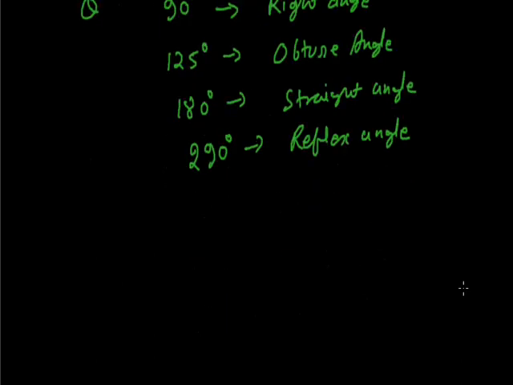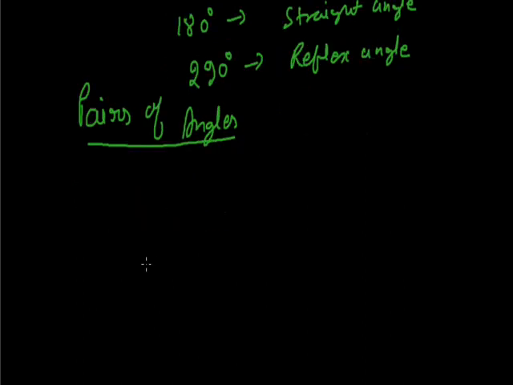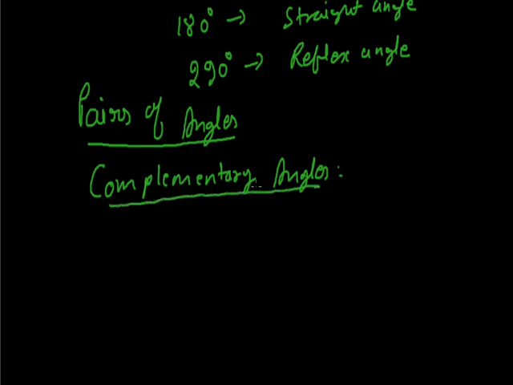Now after that we discuss the pairs of angles. In this, first of all, we discuss complementary angles. What do we mean by complementary angles? Two angles whose sum is 90 degree are said to be complementary pairs.